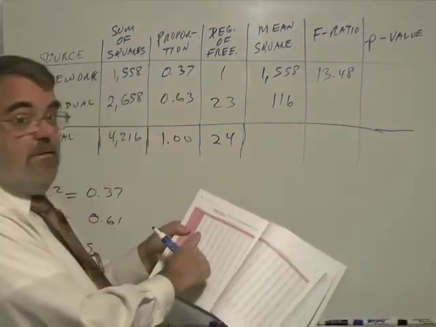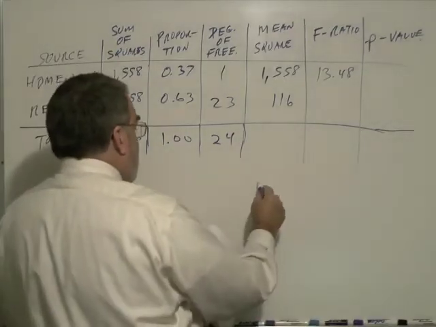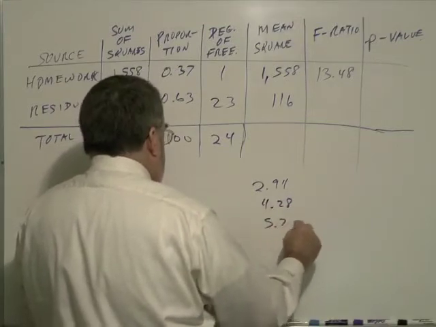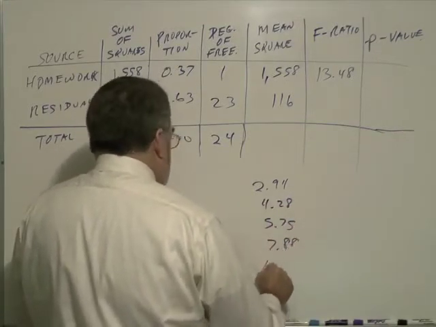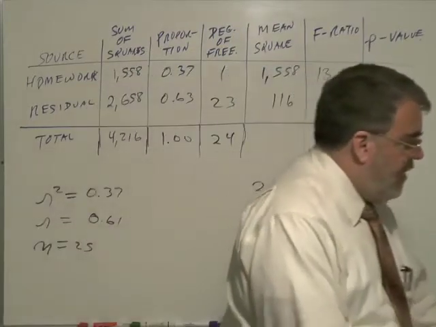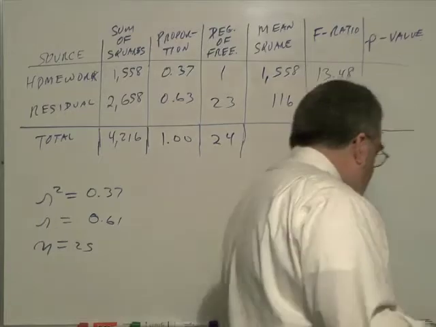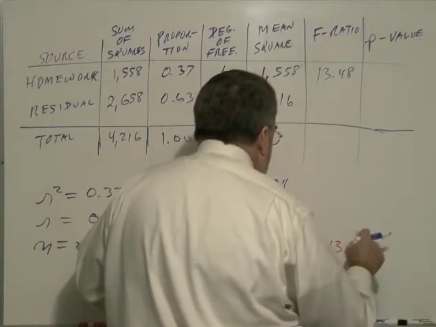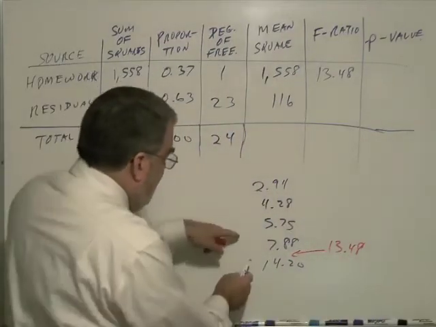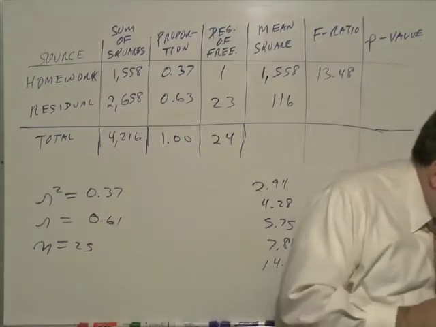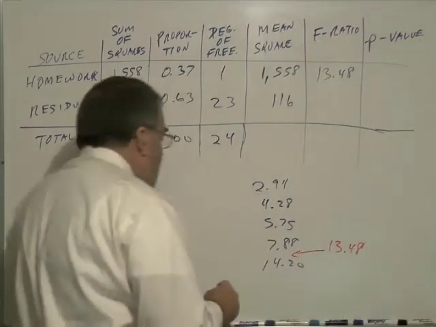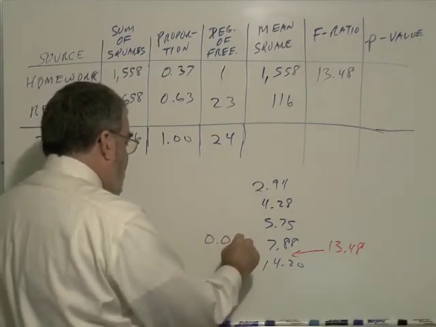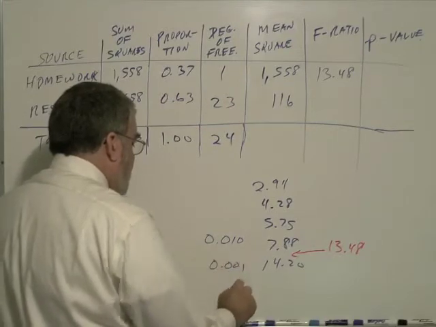13.48 actually fits between two numbers on this chart, because the numbers go 2.94, 4.28, 575, 788, and then 1420. And so our number, which is 13.48, slips in between here, which means the p-value is between these two p-values, and those two p-values are 1% and 1/10th of a percent, so it's 0.010 and 0.001. So it's very small.